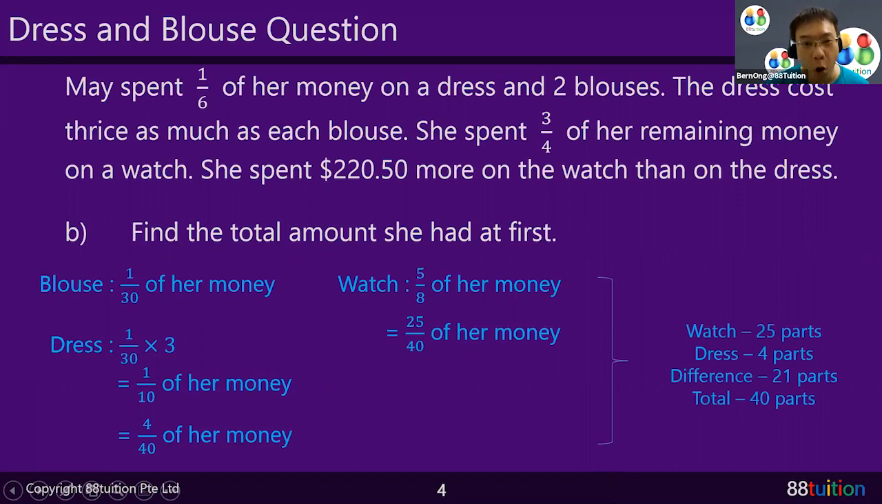You can say that the watch is actually represented by 25 parts. And how about the dress? The dress is 4 parts. And what's the difference between them? Difference means big minus small, right? Watch minus dress is 21 parts. And the 40 denominator, that represents the total what? Total amount of money she had at first. Can you see or not? So it's very clear.